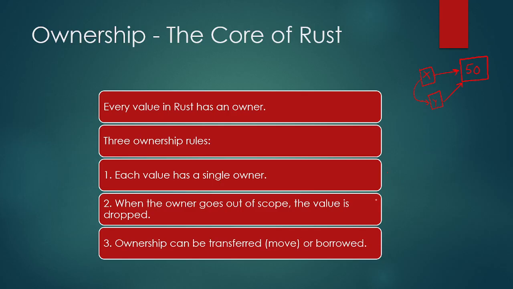That is our rule number two. The first rule says we have one owner, and the second rule says whenever the owner of that value goes out of scope, the value will be dropped and completely removed. That's why we don't require a garbage collector in Rust. And the next thing is that ownership can be transferred or borrowed.